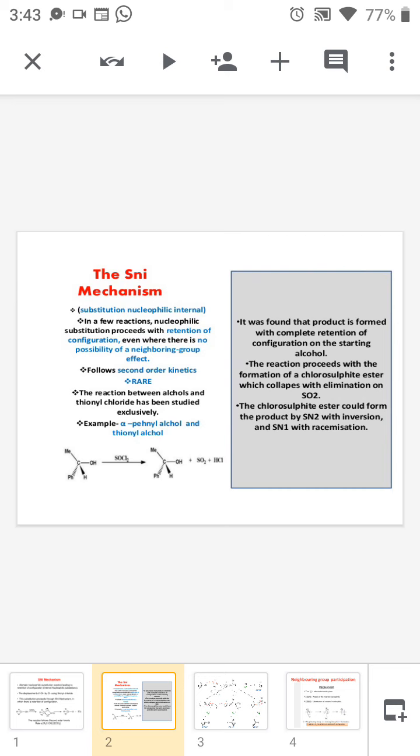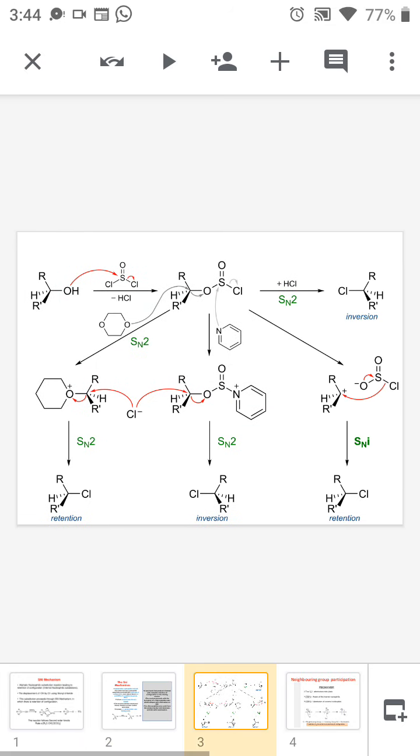We know that in nucleophilic neighboring group participation also, the configuration of the product is retained. And the SNi mechanism follows second order kinetics. That means both the substrate and the concentration of the thionyl chloride influence the rate of the reaction. And this is the reaction. Now we are moving to another example.